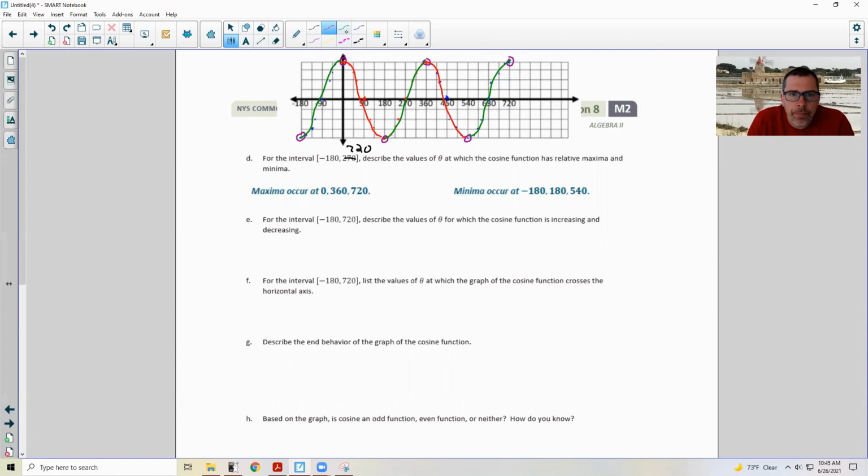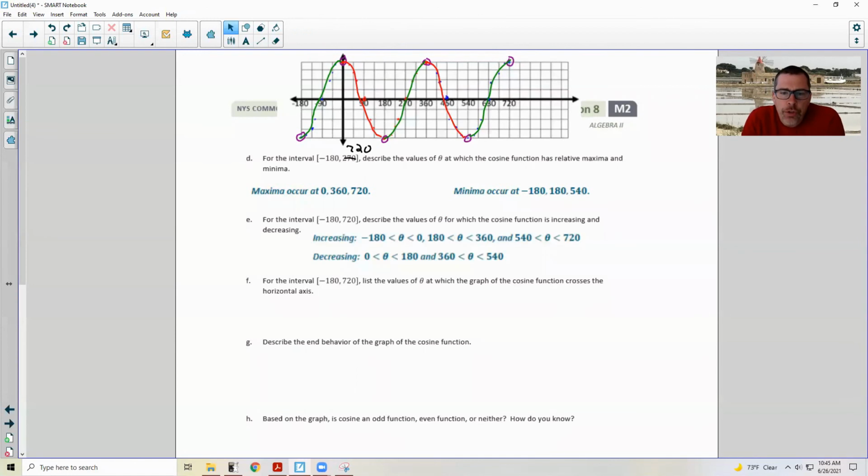And that's that. Okay, so the intervals of increase and decrease are: increasing from negative 180 right here to 0. Increasing from 180 degrees to 360 degrees. Increasing from the x value 540 degrees all the way up to the x value 720 degrees. Decreasing from 0 to 180, decreasing from 360 to 540.